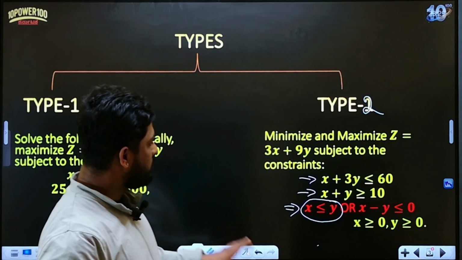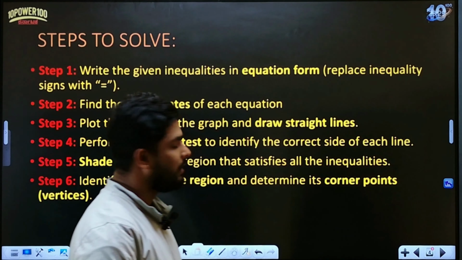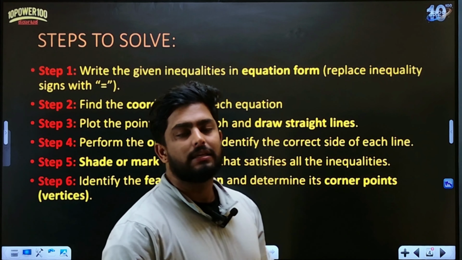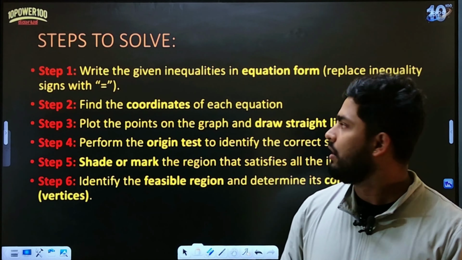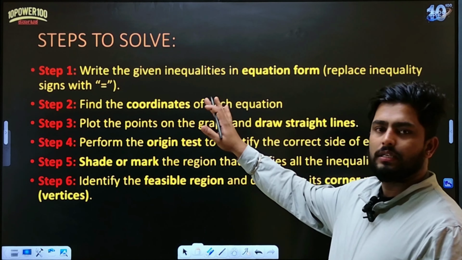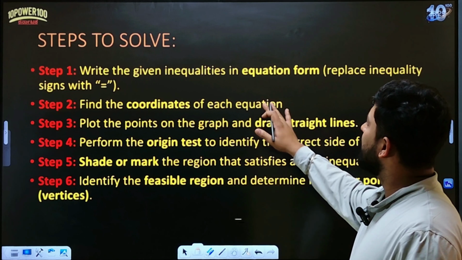So let's solve a few of the type 1 sums. Before that, let's see some of the important steps that we have to follow. Step 1 is very simple: write the given inequalities in equation form. In equation form, in the sense, just to find the coordinates, we remove the inequality symbols, whatever the less than or greater than symbols, and we put an is equal to symbol there.